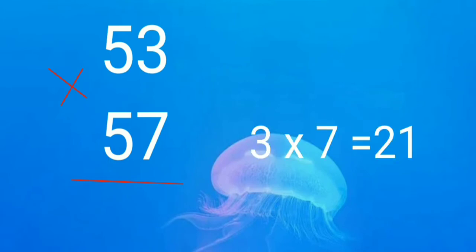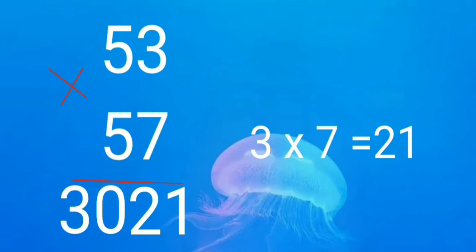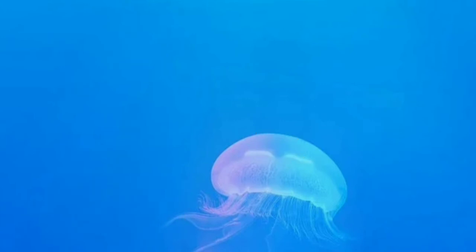Now, if we find the product of 53 and 57, what are the last two digits? It is 3 times 7, that is 21. Write it there. Now, what is the first number? It is 5 times 5 plus 1. That is 5 times 6, 30. You write it here. So, what is your answer? 3021.